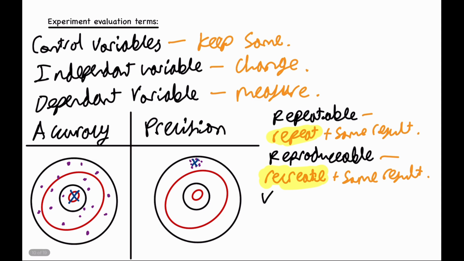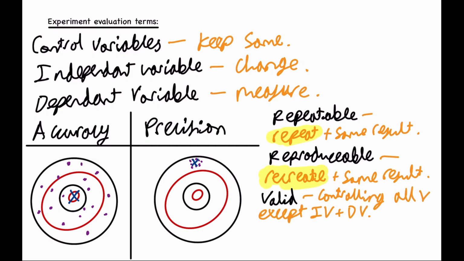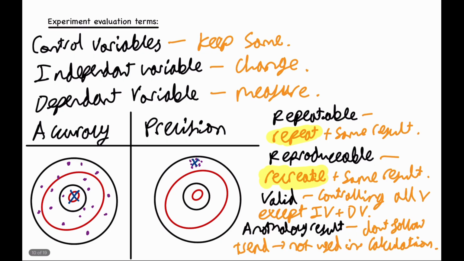A valid experiment is, as we said before, controlling all variables except the dependent and independent variables. And an anomalous result is a result that doesn't follow the common trend, so they are not used in the final calculation. All right, let's move on to unit prefixes for different types of units.